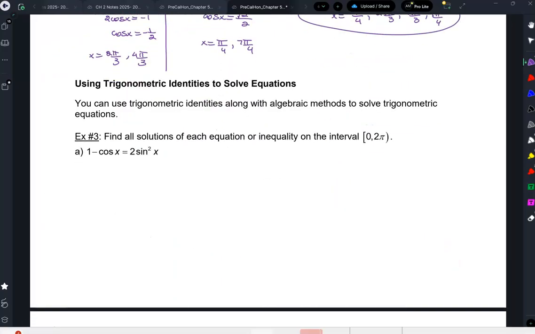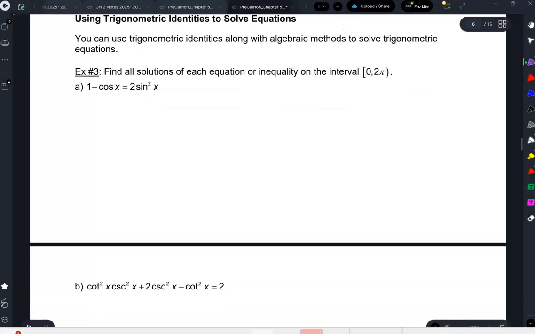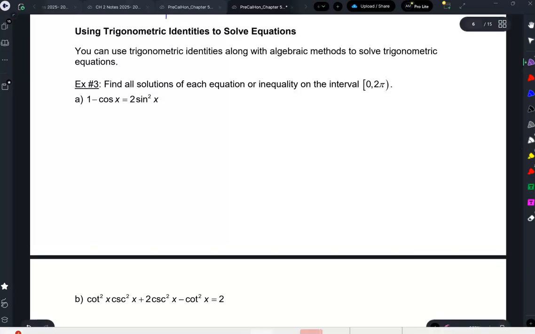Okay, now these are the easy ones, right? Do you remember, we learned about trig identities, and then in the last lesson we had to substitute trig identities to simplify things. Now we're going to combine last lesson with this lesson. So let's do that. Look at this one. Find the solutions from 0 to 2 pi. Here, we're going to use trigonometric identities to solve these.